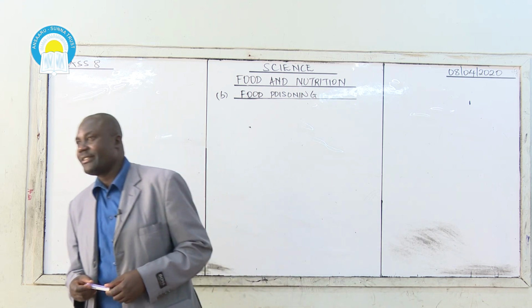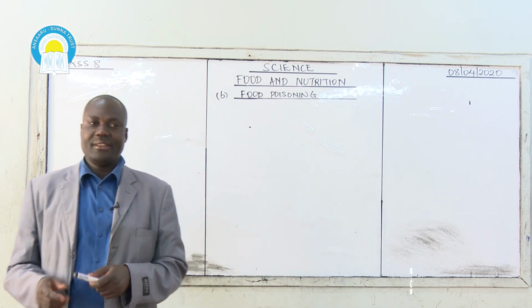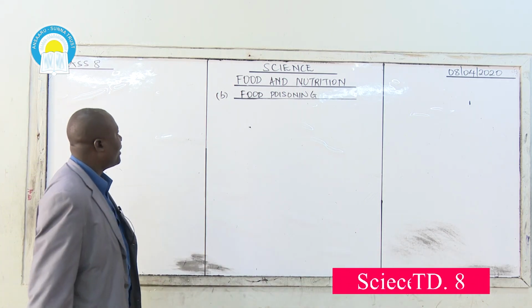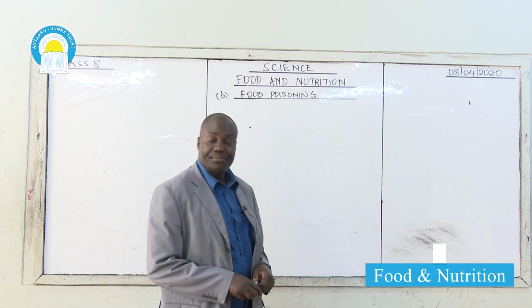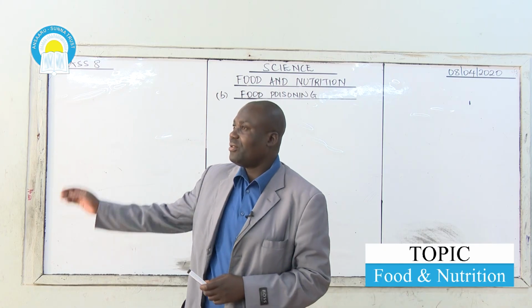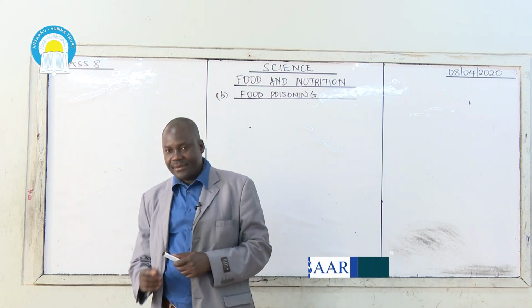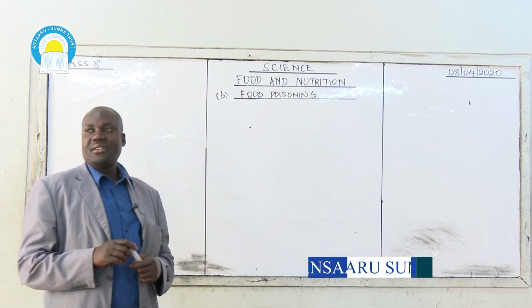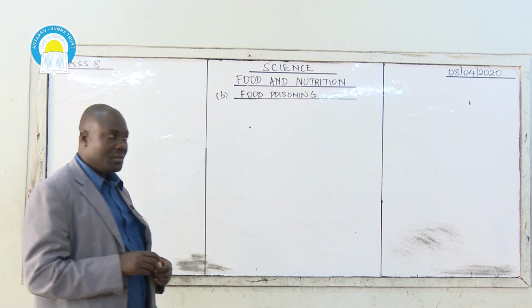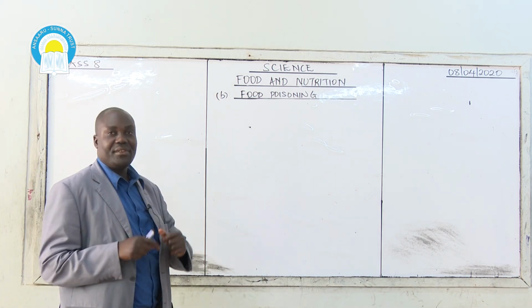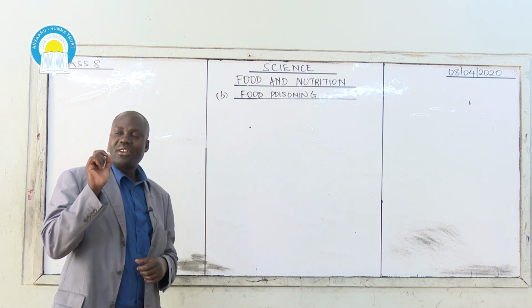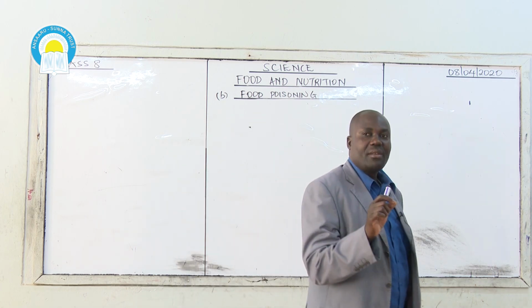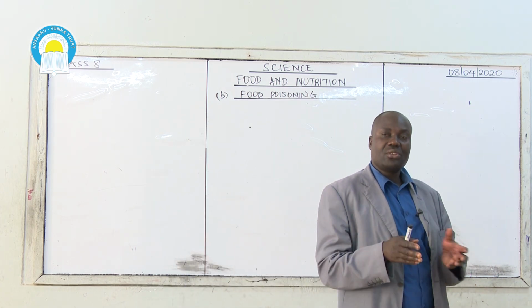So, learners and dear viewers, today we are going to continue from what we left the other time in science, about food and nutrition. Remember, last time we were doing this topic of class 8, which is unit 7, from page 113 to 127. The other time we finished on part A, which is requirements of nutrition, or nutrition for the groups of people.